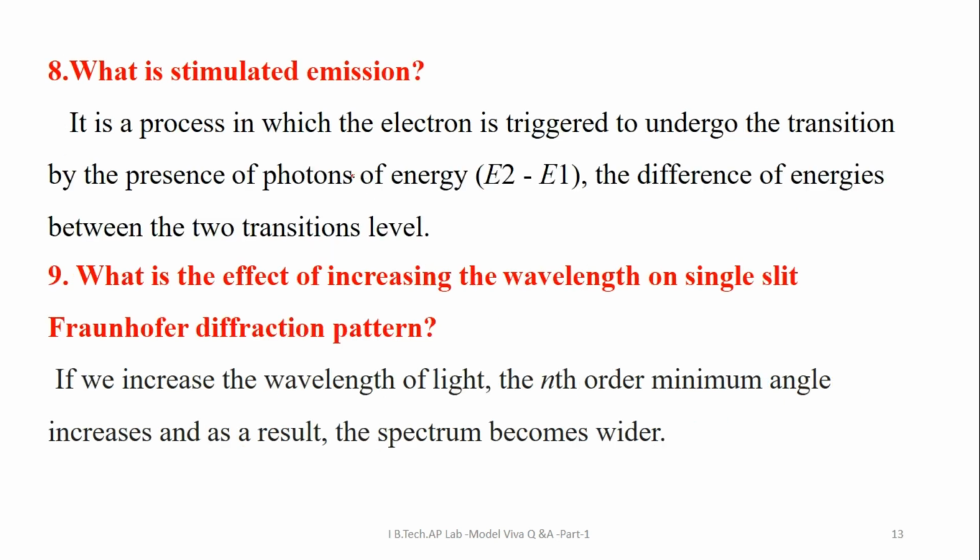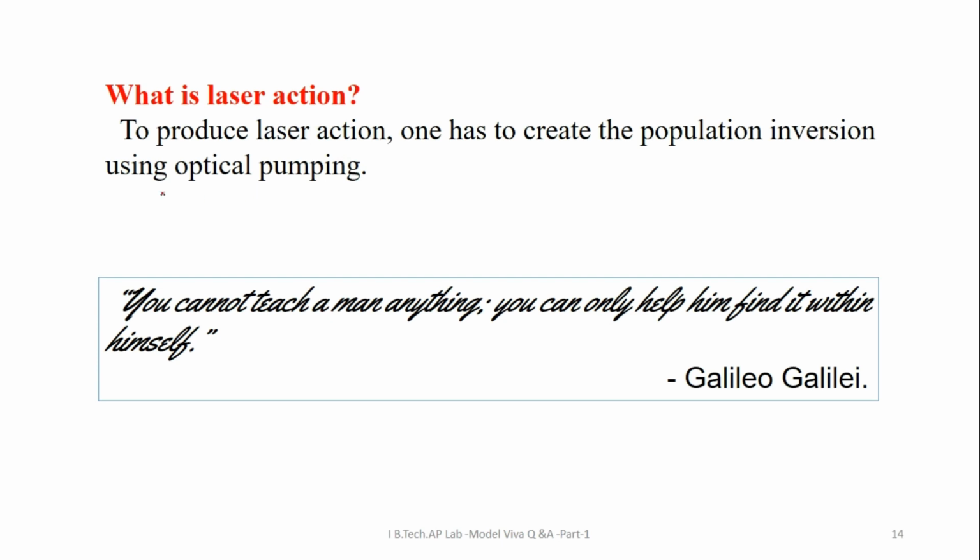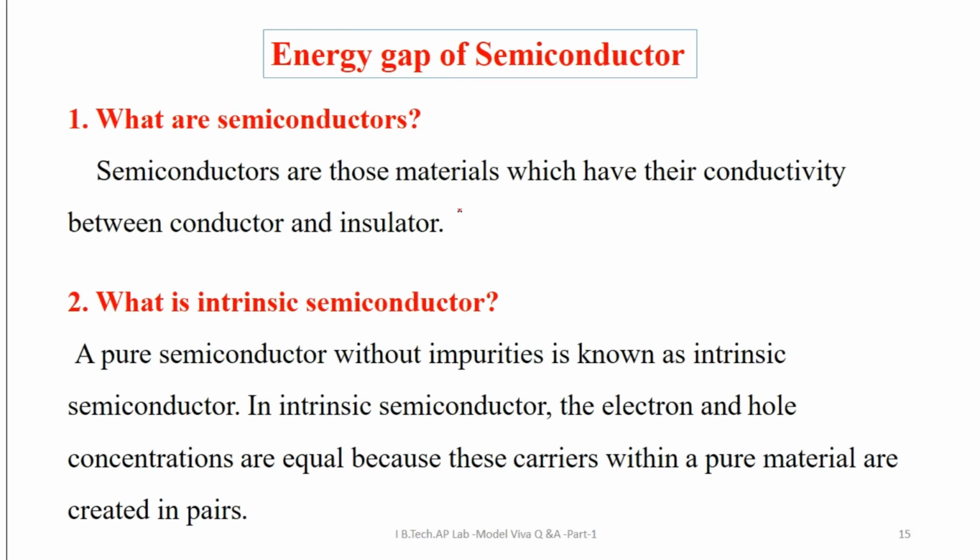Then what is stimulated emission? The process in which an electron is triggered to undergo transition by the presence of photons of energy E2 minus E1, the difference of the energies between the two transition levels. What is the effect of increasing the wavelength on the single slit Fraunhofer diffraction pattern? Whenever we increase the wavelength, the spectrum becomes wider. Then what is laser action? To produce a laser action, one has to create a population inversion.